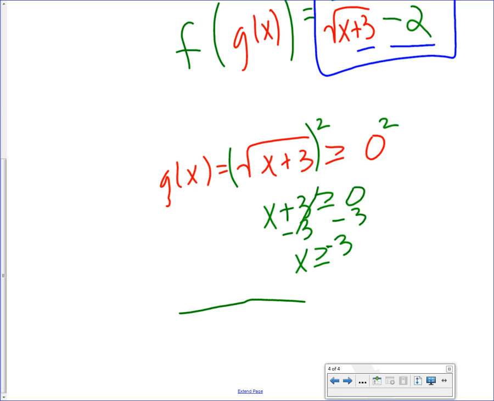If I think about it as a number line, here's negative 3. Negative 3 is allowed in the domain because negative 3 plus 3 is 0, and I can take the square root of that. And everything greater than negative 3 is allowed in my domain. So the domain of g is from negative 3 to infinity. So everything less than negative 3 is excluded.